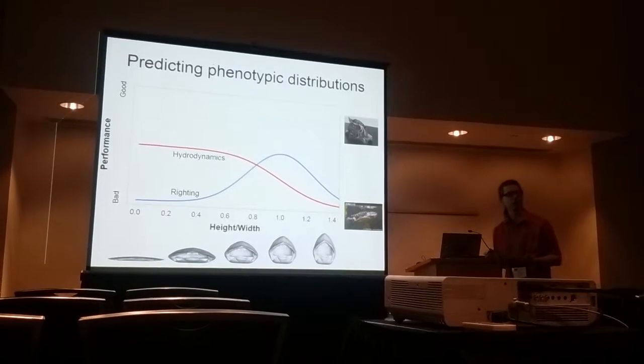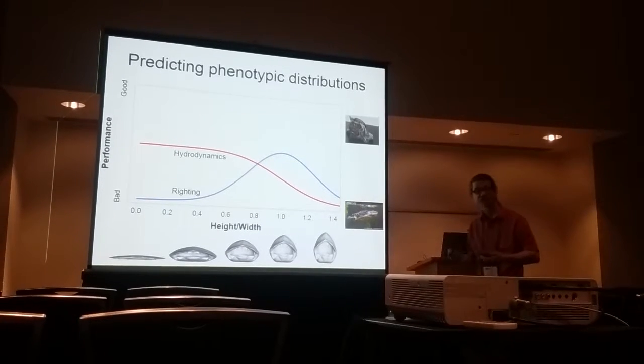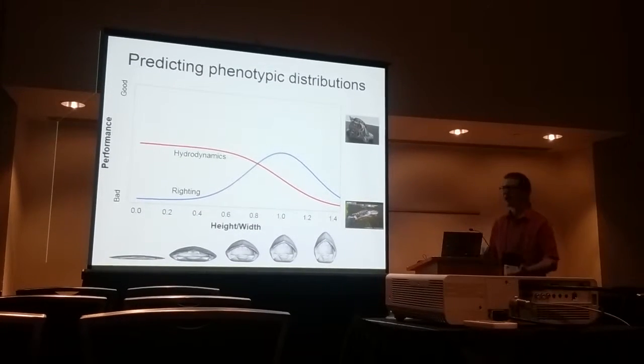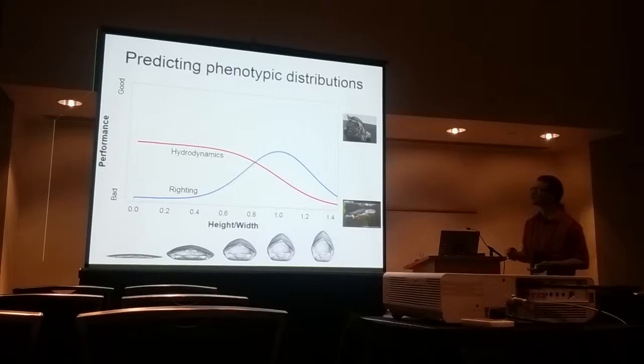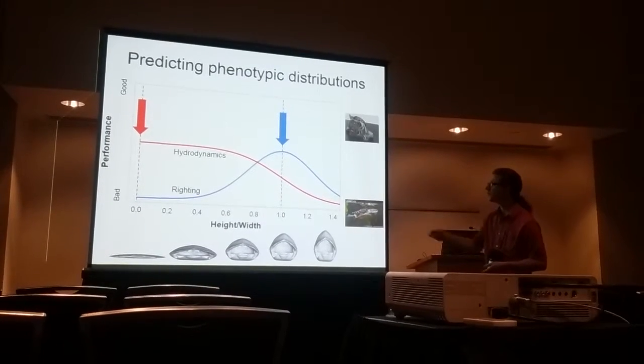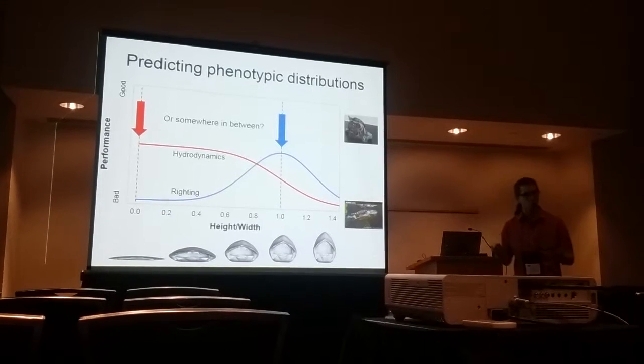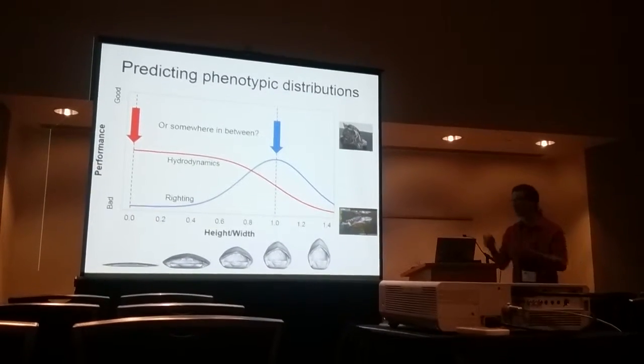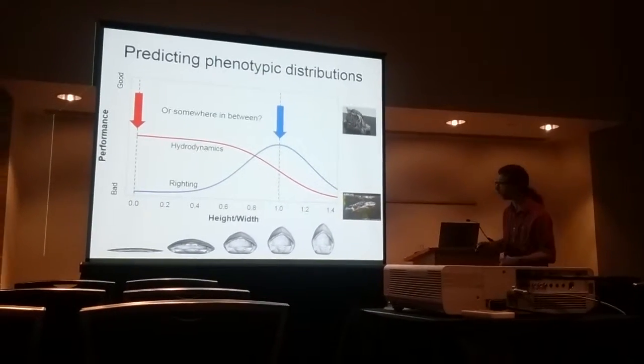Well, it's hard if we don't have any sense of how important these functions are for the turtle, how ecology influences this. We could have shapes that are at either the optima or anywhere in between for like an aquatic turtle for whom hydrodynamics and righting ability can both be important.